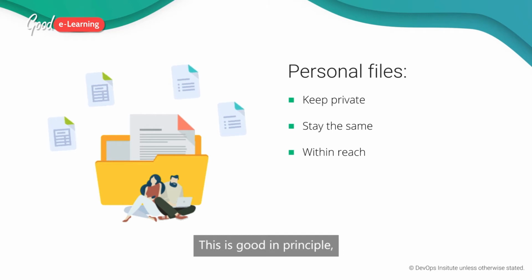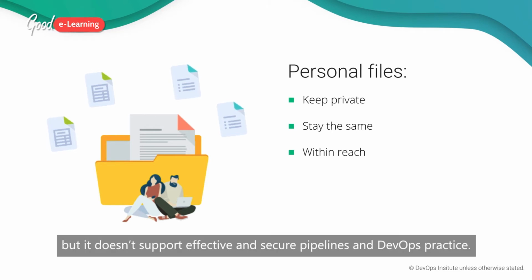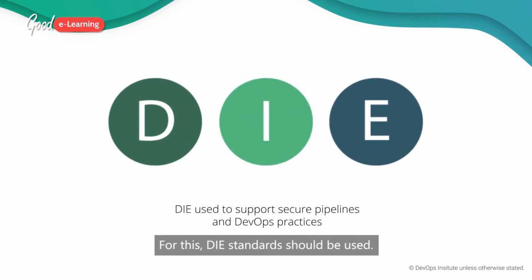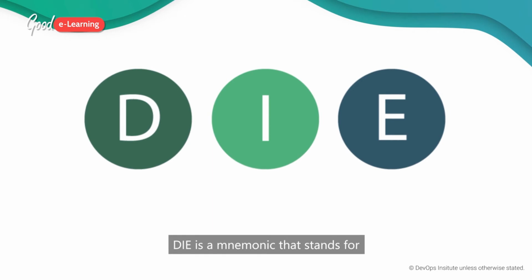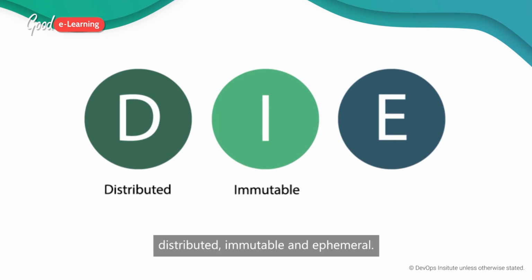This is good in principle, but it doesn't support effective and secure pipelines and DevOps practice. For this, DIE standards should be used. DIE is a mnemonic that stands for distributed, immutable, and ephemeral. Let's go into this in a bit more detail.